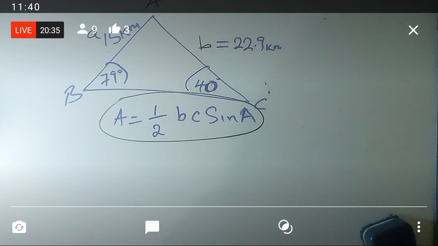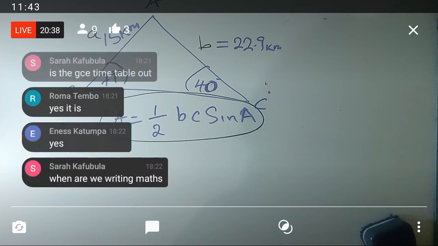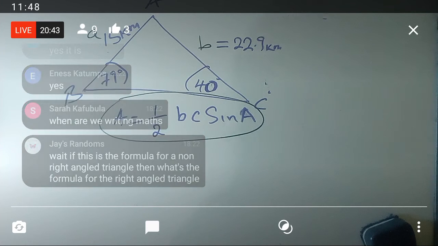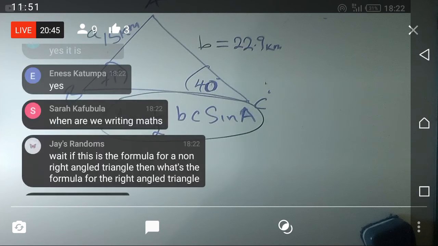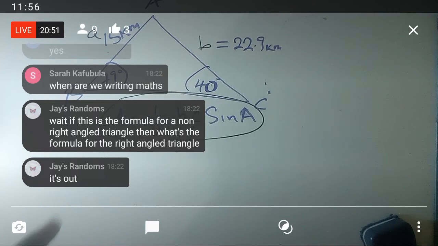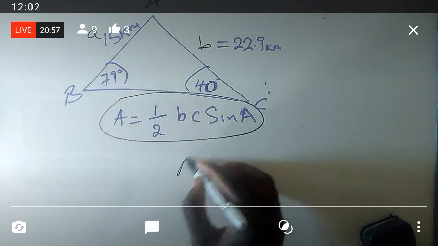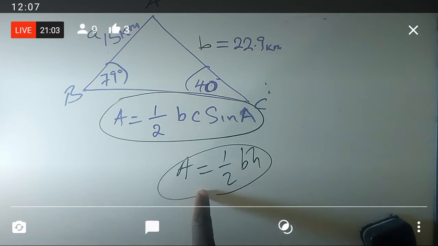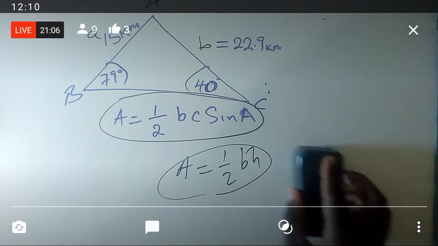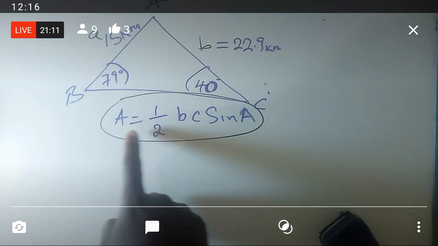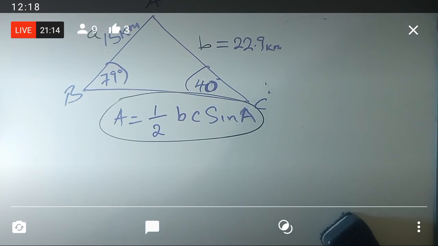Okay. So this formula is okay. Oh yeah, Jesse, you're asking if this is the formula for a non-right angle triangle. Yes, it is, when you want to find area. For a right angle triangle, when you want to find area, you just say 1/2 BH, something like this. That is when you have a triangle which has got a 90 degrees. But in this case, it has no 90 degrees. This is the formula we use. There must be a sine A here. So this is what you do.